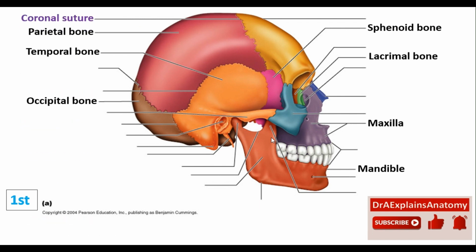Now moving to the sutures. This right here is the coronal suture. The coronal suture is located between the frontal bone and the parietal bone. This is the squamous suture between the temporal bone and the parietal bone.